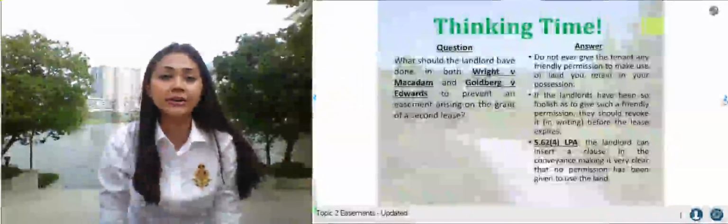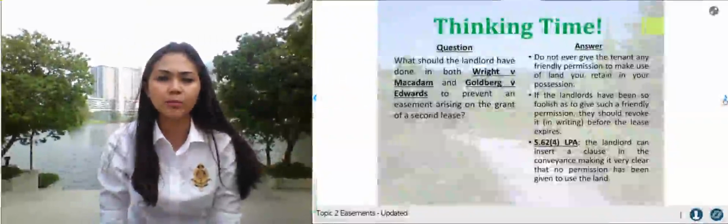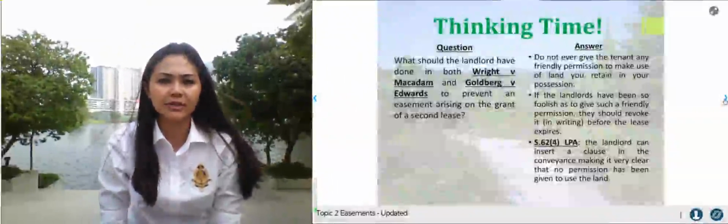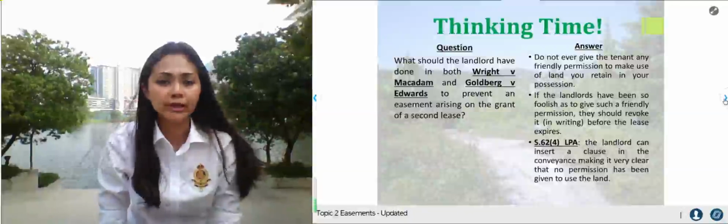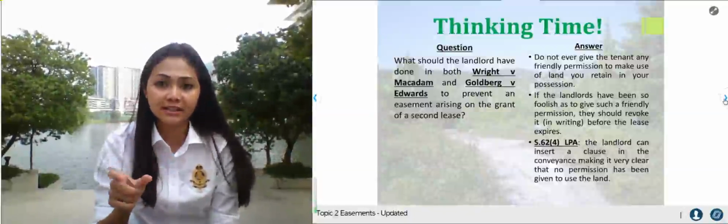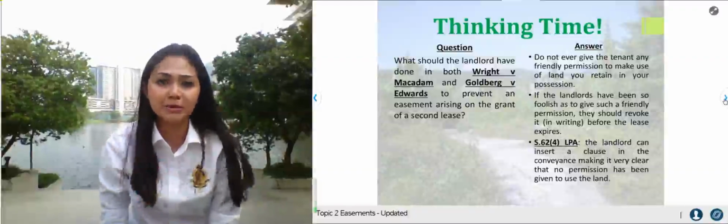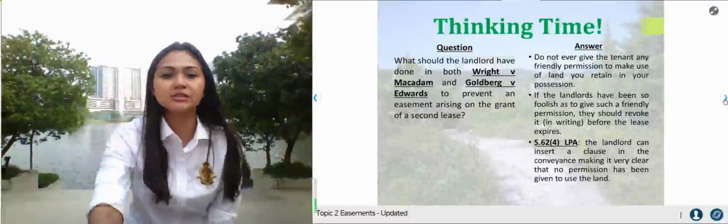So what should the landlord have done in both cases, Wright and Macadam and Goldberg and Edwards, to prevent an easement from arising? The moral of the story is, if you don't want your license to be converted to become an easement, you need to specifically state it in the deed itself, or to begin with, you don't give friendly permission at all, just to be on the safe side.